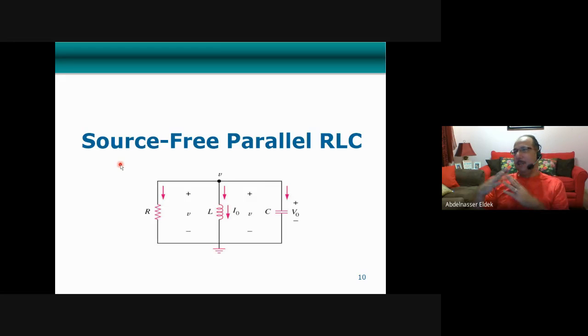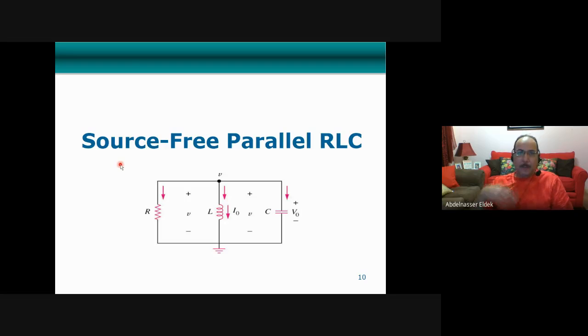In the next part, we have a source-free parallel RLC. So we still have source-free, but it is parallel, not series. The only difference here is what? In series, we solve for the current. In parallel, we solve for the voltage. And of course, there is a reason for that.